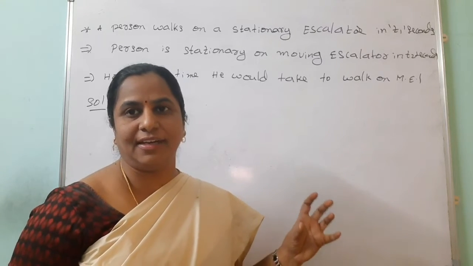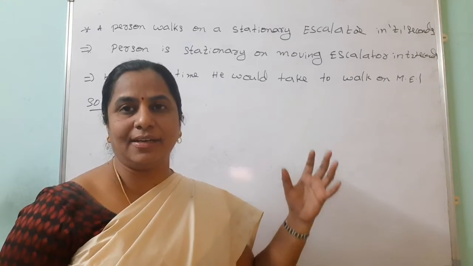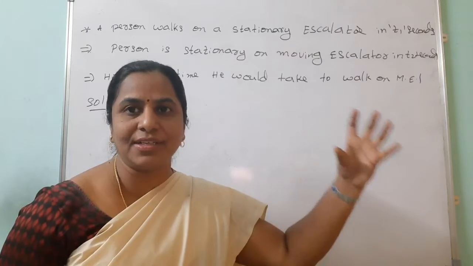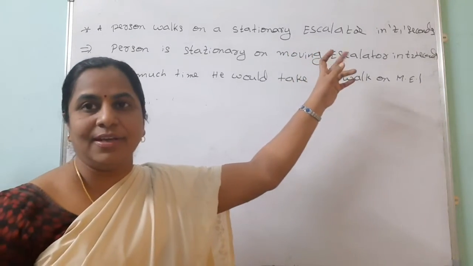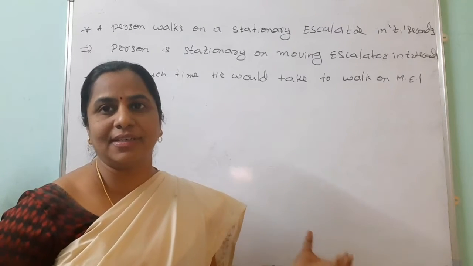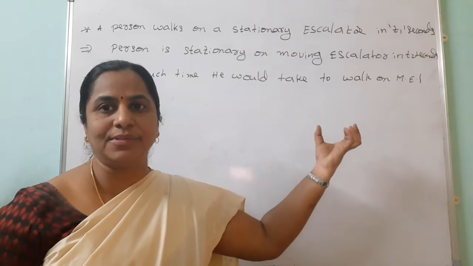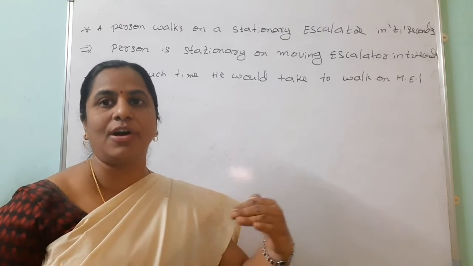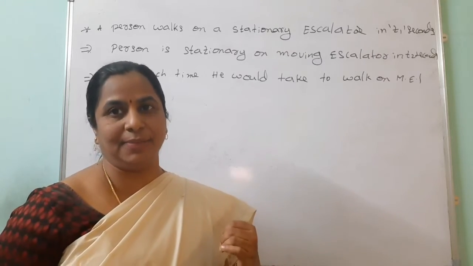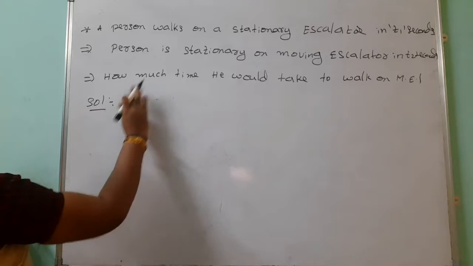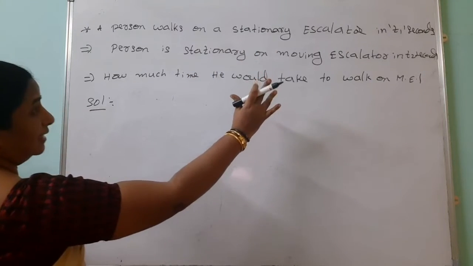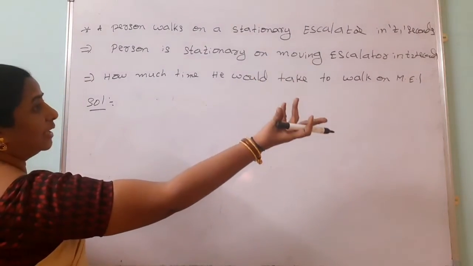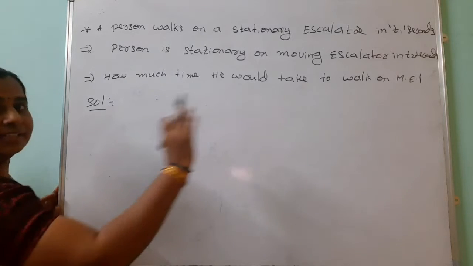Mostly we can observe it in our daily life in shopping malls. There are escalators there. The question is: a person walks on the stationary escalator and takes t1 seconds. When the escalator is moving and the person is stationary, he takes t2 seconds. Then in the third case, we should find how much time he will take when he walks while, as usual, the escalator is going up. So the given data is t1 seconds when he walks on the stationary escalator and t2 seconds when the escalator is going up.